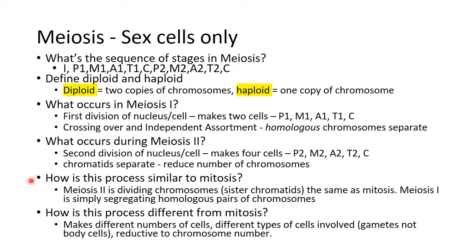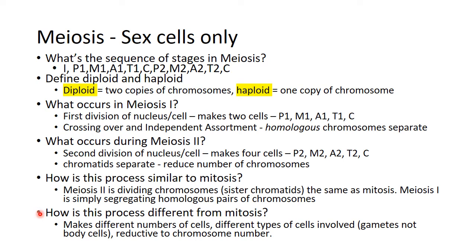How is this process similar to mitosis? Well, meiosis II is basically splitting chromosomes, splitting sister chromatids from each other the same way mitosis did. Whereas meiosis I is actually separating homologous pairs. So kind of the twins and best friends move away from each other.